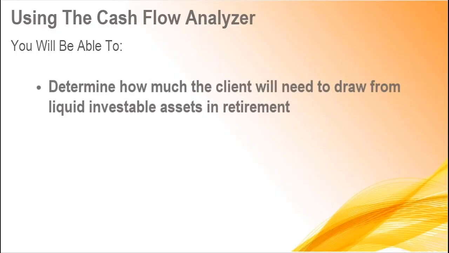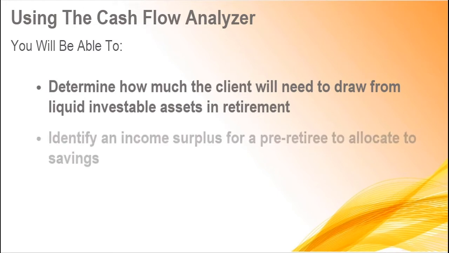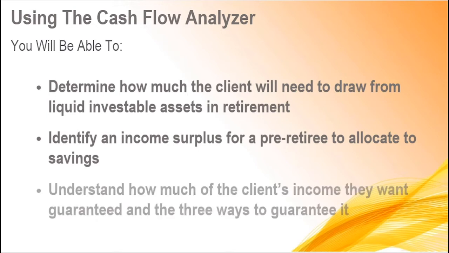By going through the cash flow analyzer step, you're going to be able to determine how much the client will need to draw from liquid investable assets in retirement. You're going to identify an income surplus for a pre-retiree that you could allocate towards a savings plan. And you're going to understand how much of the client's income they want guaranteed and the 3 ways to guarantee it if you're starting to build an income distribution plan.